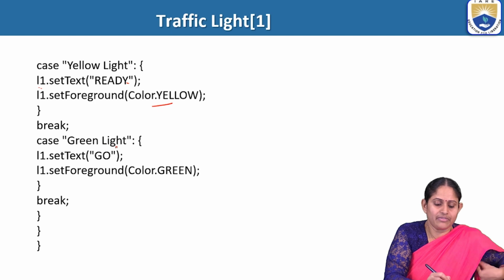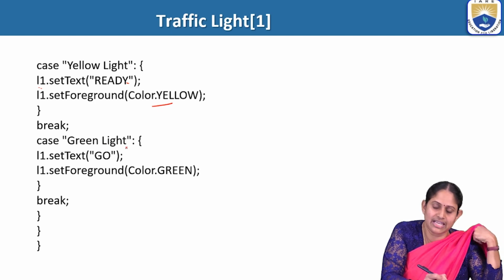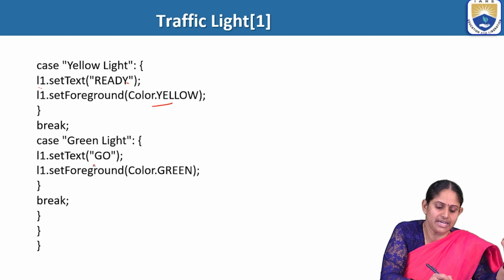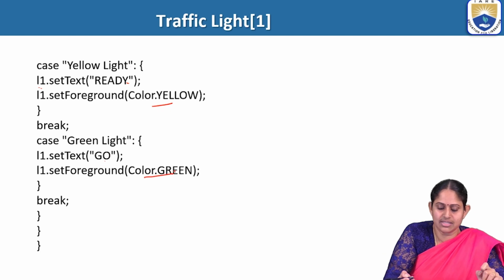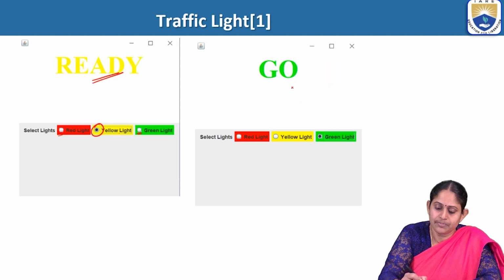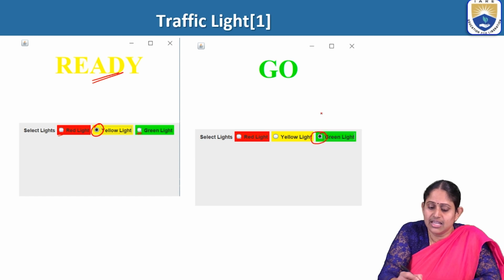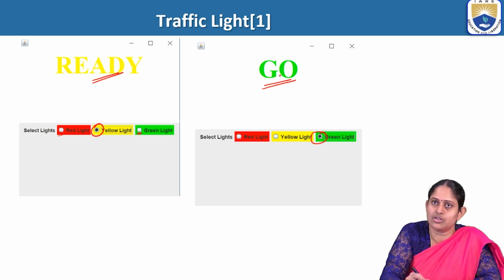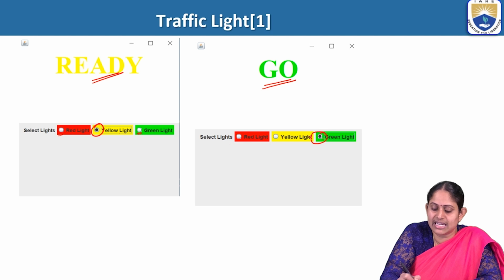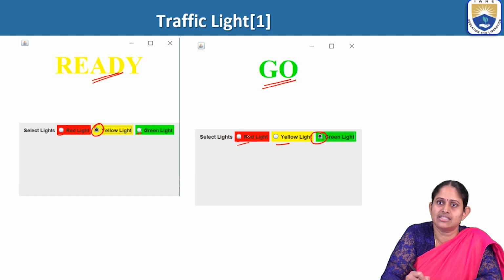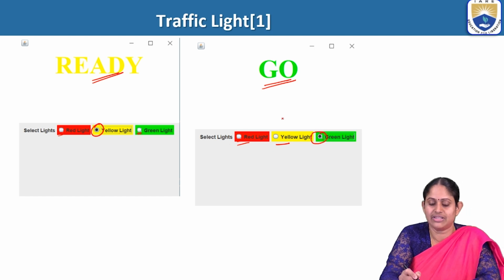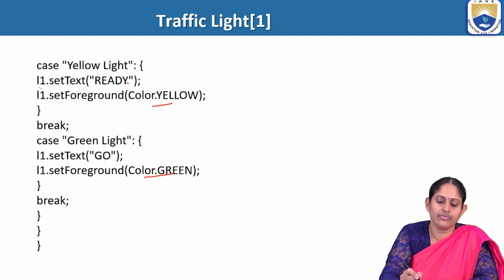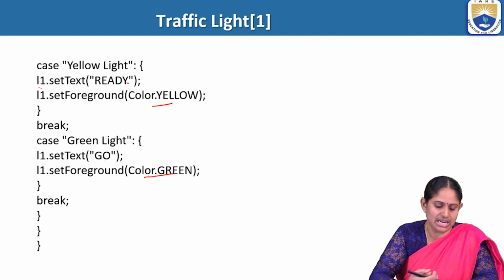Similarly, we can have it for the green light also. When we click on the green light, the text should be displayed as go, and its foreground color is set to green. So the message displayed is go, and that is also in green color. When we click the green light, the other two, red light and yellow light, are turned off. Since we have added these three radio buttons onto the button group, we could achieve that behavior. So this is how we implement or simulate a traffic signal.